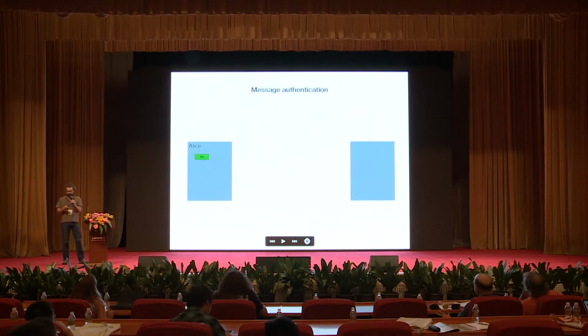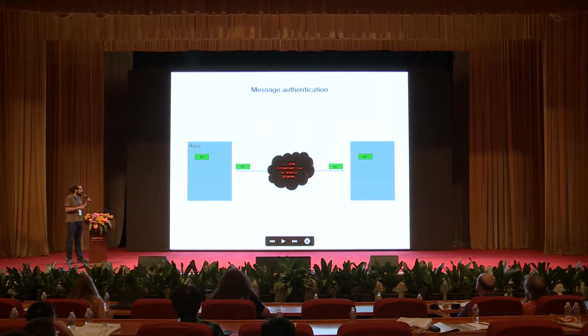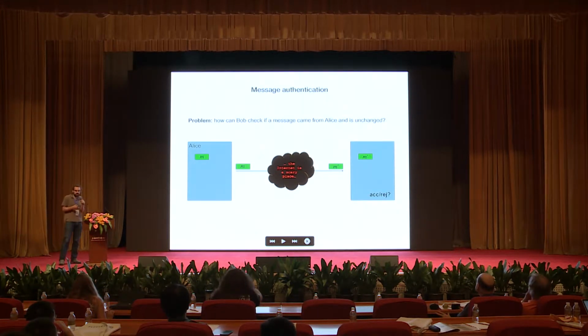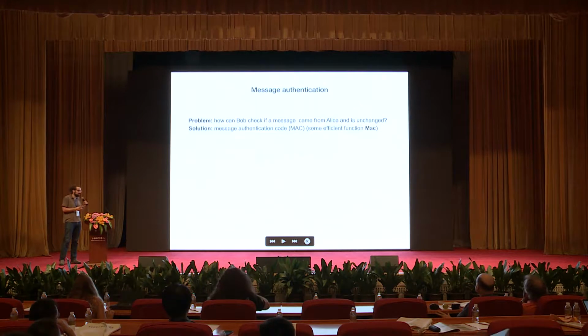In this scenario, Alice wants to send a message to Bob, and Bob is hiding behind this gray box. But how does she send it? Of course, she sends it via the internet, and all kinds of stuff happens on the internet. So how can Bob tell that this message actually came from Alice, and that it is actually unchanged? The solution to this problem in classical cryptography is the so-called message authentication code.